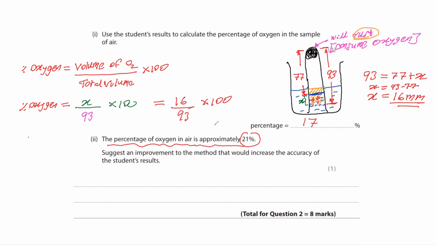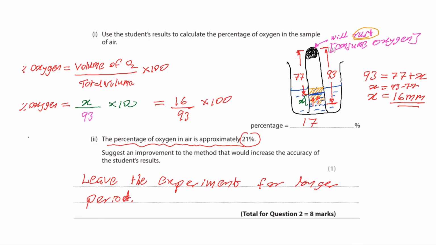They're asking, suggest an improvement to the method that would increase the accuracy of this student's result. So what we can do here is leave the experiment for a longer period. When you leave the experiment for longer than 1 week, what will happen? Then rusting will complete.